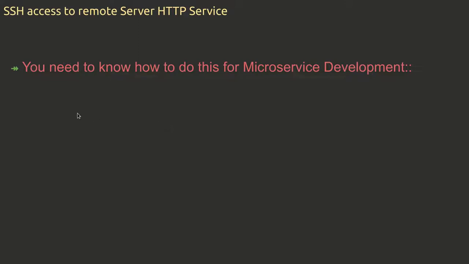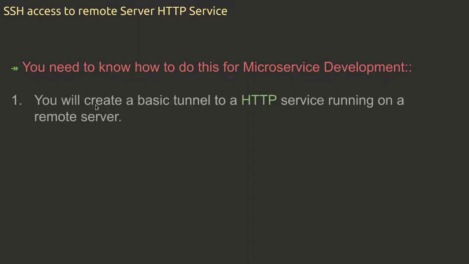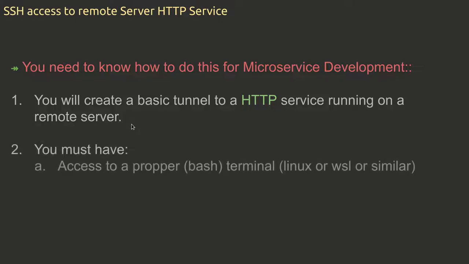Okay, so what we'll learn is to create a basic tunnel to an HTTP service running on a remote server. Remember, this is pre-set up for you. I'm not going to go through how you set these up. It's highly secure. Okay, and access to this will be through a bash terminal, Linux or WSL or similar. In other words, it'll work on a bash on a Mac machine, right?